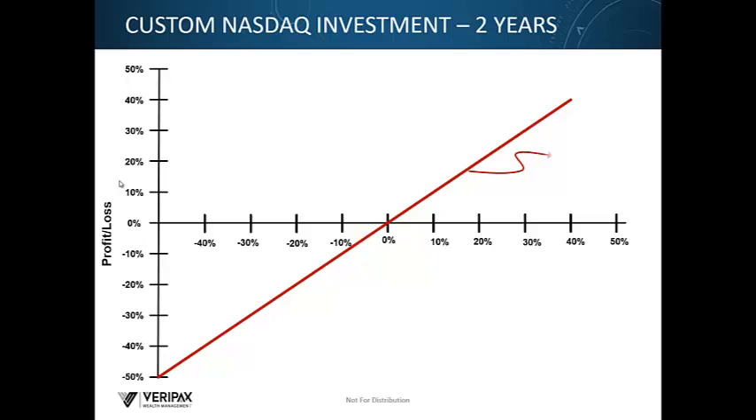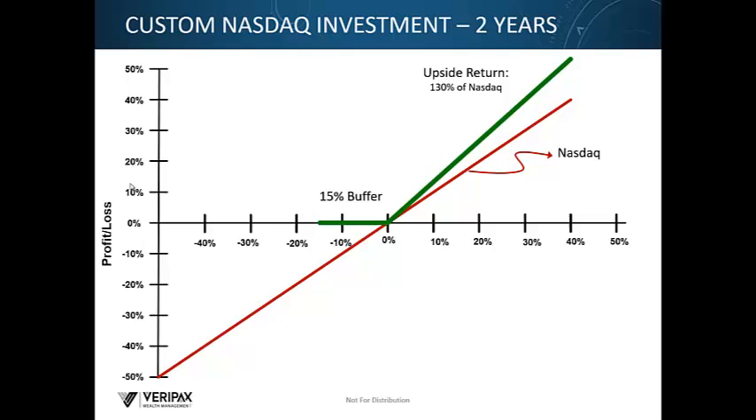Let me show you what the characteristics of an investment like this would look like. Let me first draw in the return of the NASDAQ. So if it goes up, we make money. If it goes down, we lose money. On this custom investment, I was able to get 1.3 times the return of the NASDAQ. So whatever the NASDAQ returns over 2 years, we get 130% of the NASDAQ return. And the safety margin, as said, was 15%. So here's our 15% buffer, and then it starts to lose money after that if the NASDAQ is lower. So essentially we get 85% of the downside of the NASDAQ.